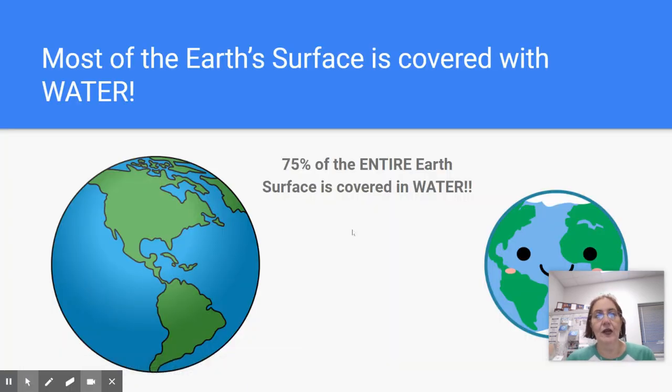Okay, so as we know, most of the Earth's surface is covered with water. 75% of the entire Earth's surface is covered with water. So that is actually something I do want you to write down. Okay, so you can put 75% of the ENTIRE Earth surface is covered in water. You can capitalize the word entire, so it makes it more emphatic and you'll remember it.